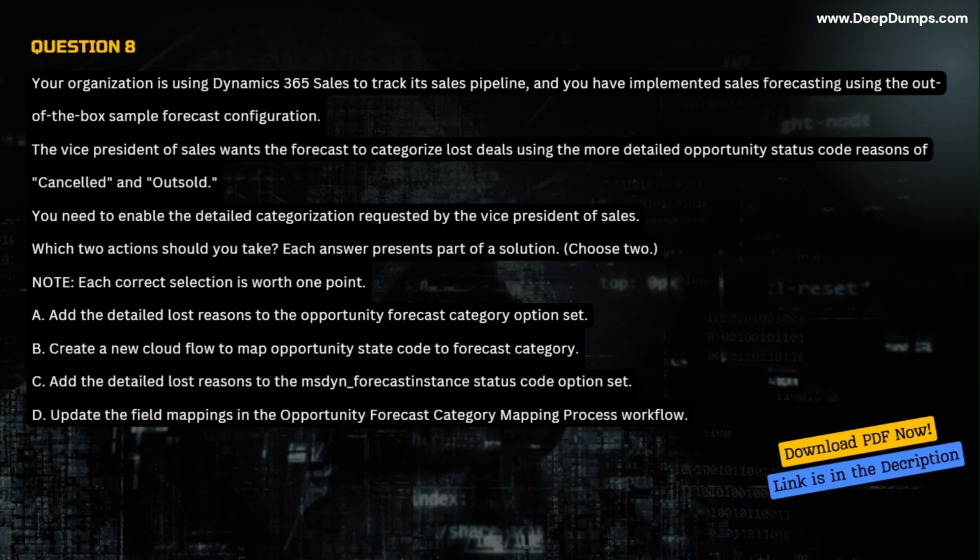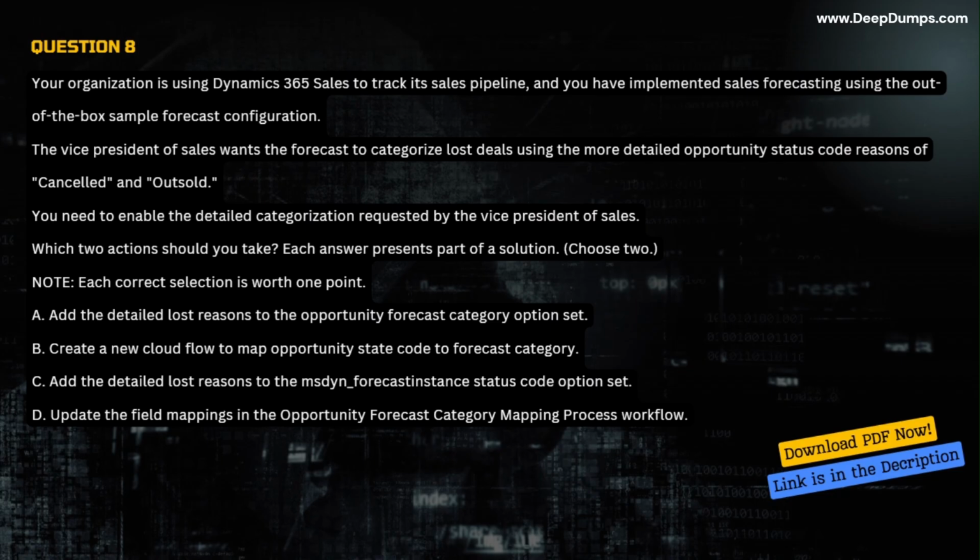Question 8. Your organization is using Dynamics 365 Sales to track its sales pipeline, and you have implemented sales forecasting using the out-of-the-box sample forecast configuration. The Vice President of Sales wants the forecast to categorize lost deals using the more detailed opportunity status code reasons of canceled and outsold. You need to enable the detailed categorization requested by the Vice President of Sales. Which two actions should you take? Each answer presents part of a solution. Choose two. Note: each correct selection is worth 1 point.